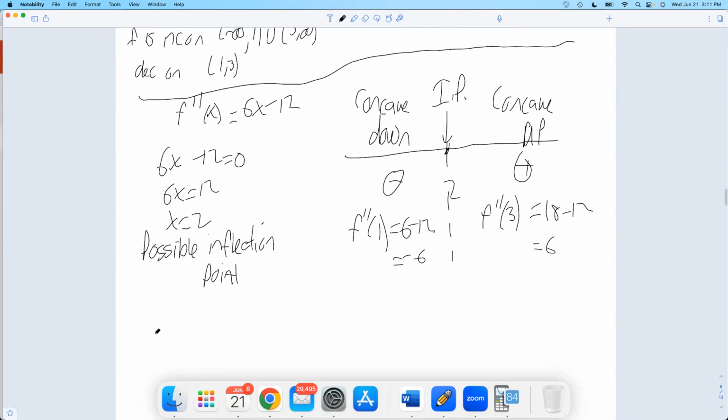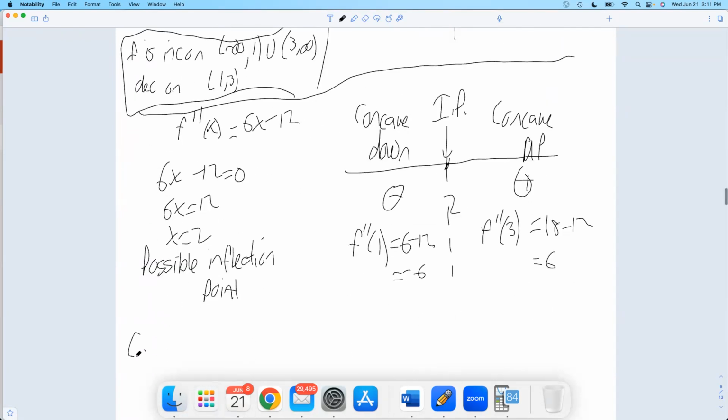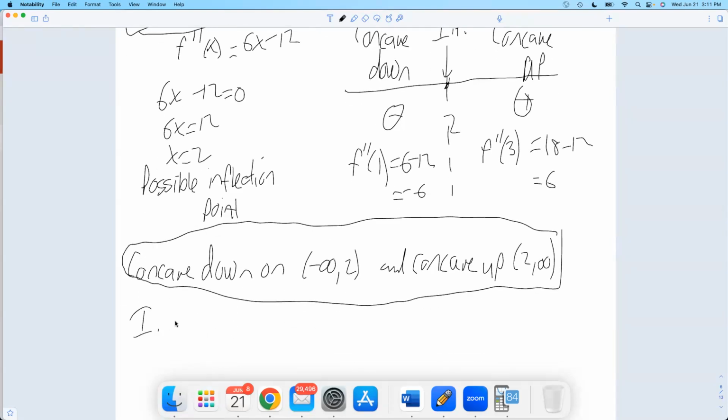So I could write out the graph, because this is the stuff the question actually asked for. It didn't ask for that. It asked for the function is concave down on the interval negative infinity to 2 and concave up on the interval 2 to infinity. We have an inflection point. I'll write it out.